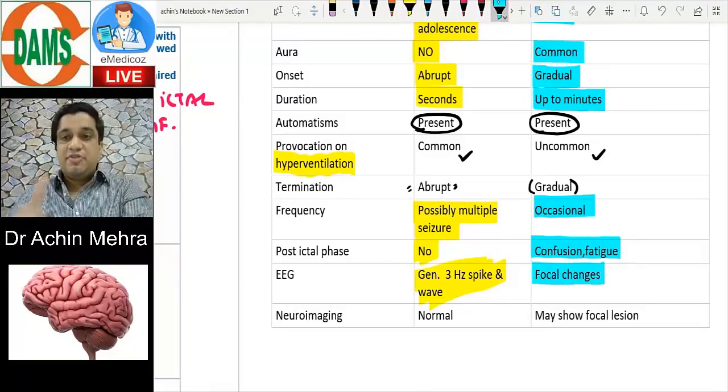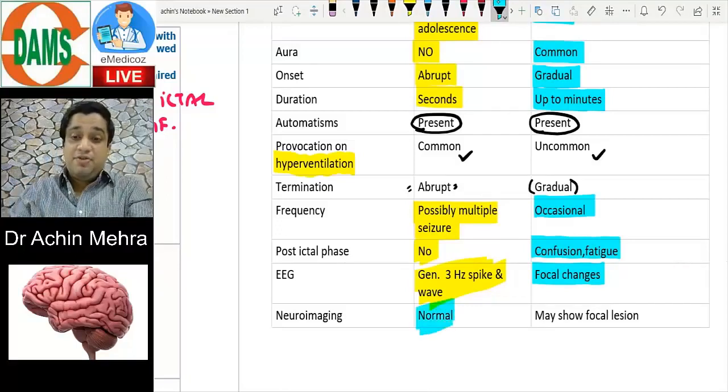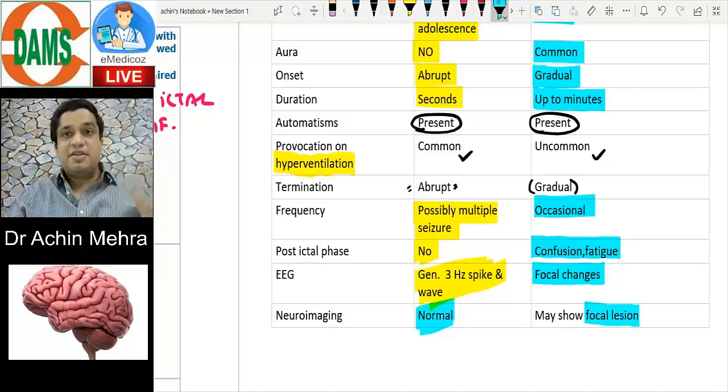Now another very important point: neuroimaging is normal in patients of absence seizure, while in patients of focal seizure you'll find some focal lesion in the brain, like a discrete lesion. Now we've got two things lined up. A patient who has a normal neuroimaging, I've discussed this in the classroom also, could be a case of absence seizure, or it could be a case of juvenile myoclonic epilepsy, right?